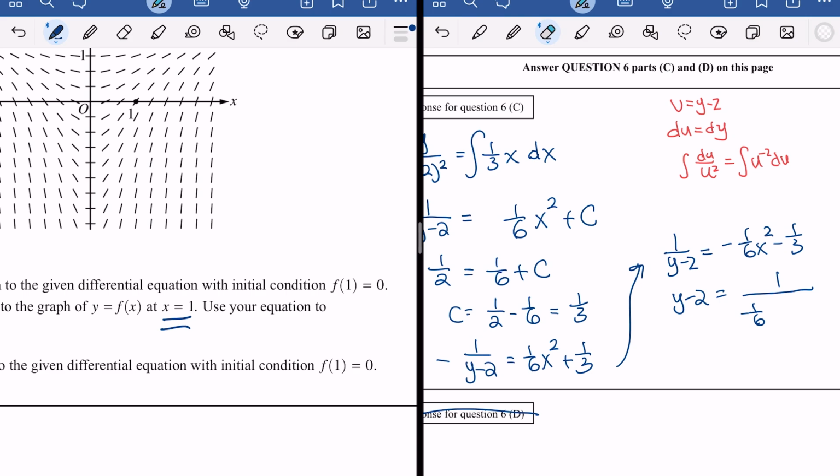Again, just do safe stops. Don't need to simplify your fractions. It is okay to have mixed fractions on the AP exam. And all you need to do is to add 2 to both sides, which is going to be our final answer.